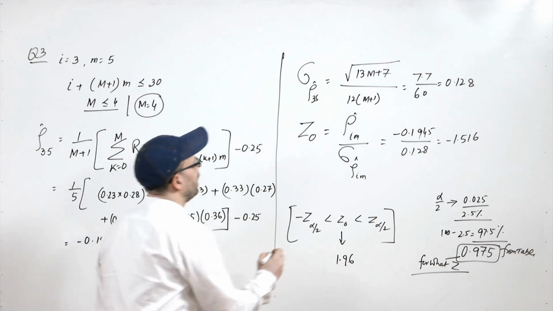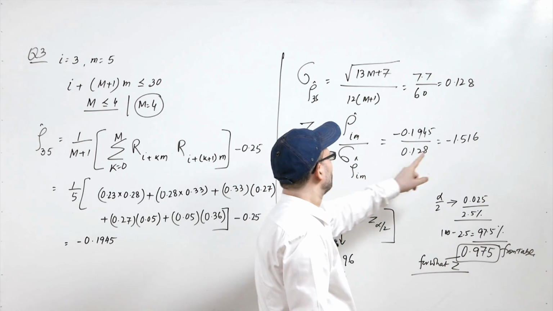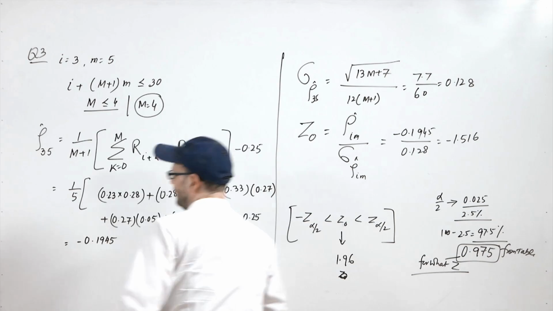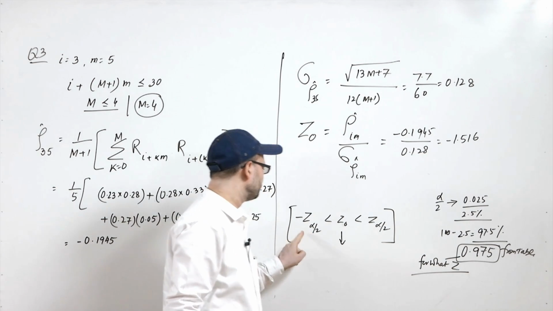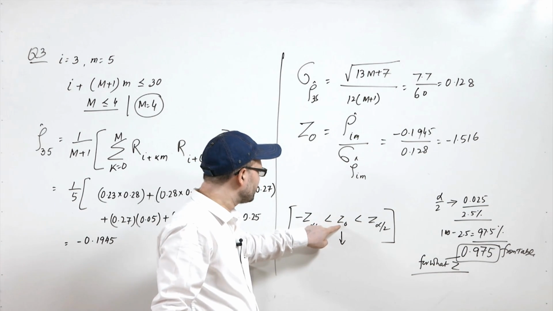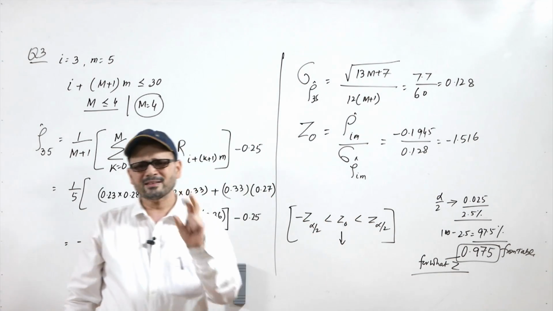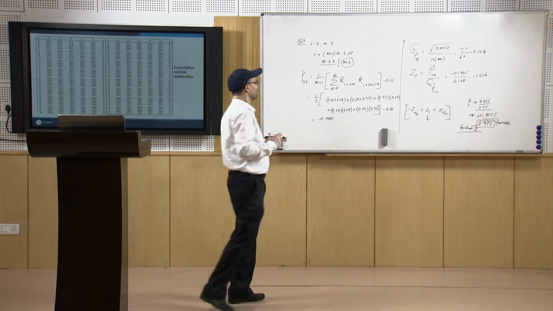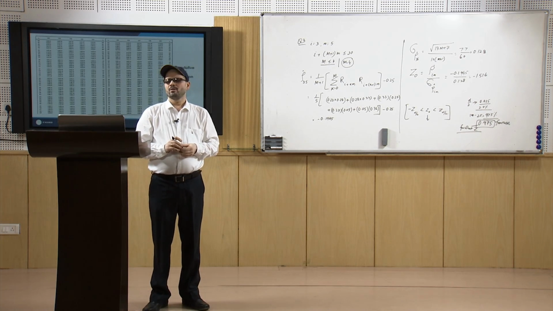So, this value z alpha by 2 is 1.96. This will be minus 1.96 and this will be plus 1.96, and this value z naught is coming out to be minus 1.516. So, this is coming in between that. Once this is in between, we can say that using the null hypothesis we cannot reject the independence for this sample. So, we can say that the sample looks to be independent. Thank you.